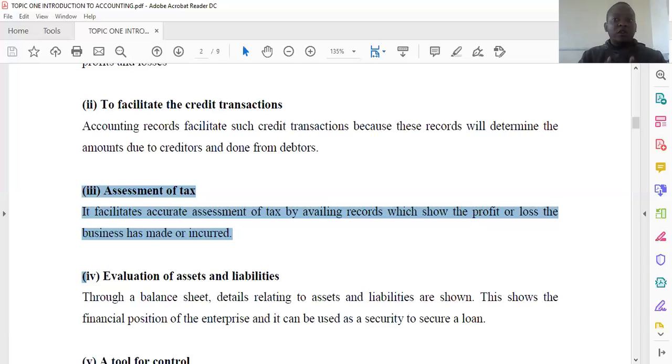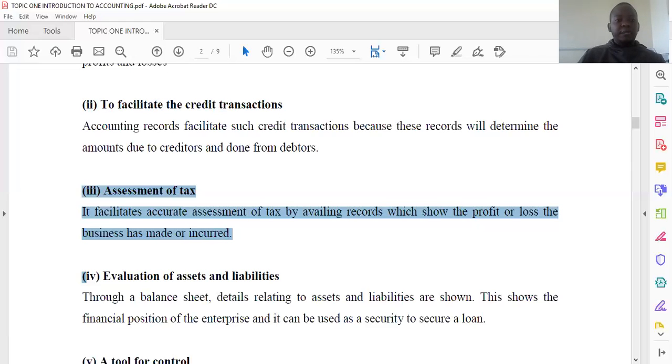Either way, if we overpay, we are losing money to the government unnecessarily. If we underpay, we are fined. We are in legal problems with the government, and no one wants to be in a legal problem with the government. So it's important to have a proper accounting system so as to pay the correct amount of tax.